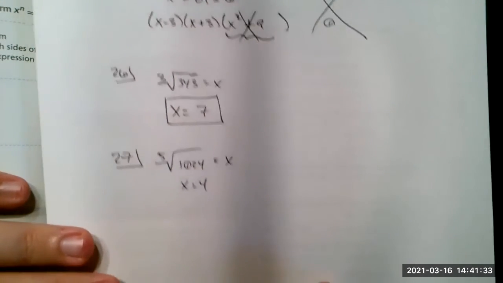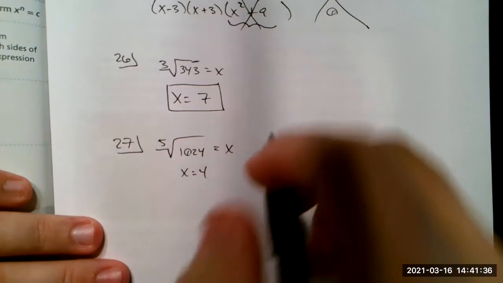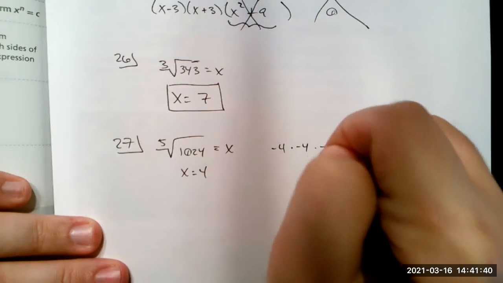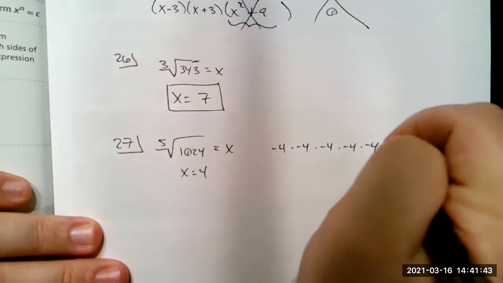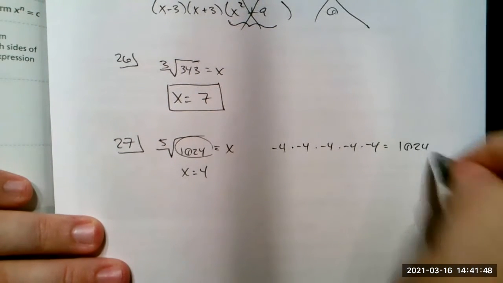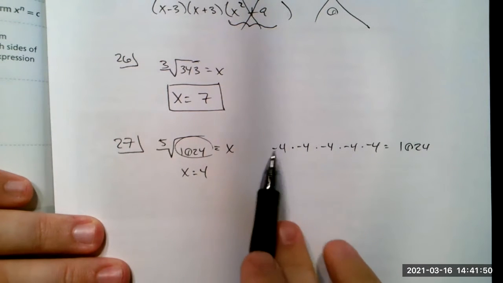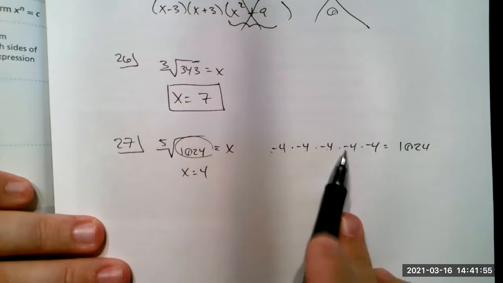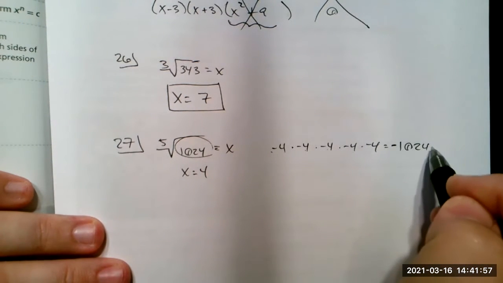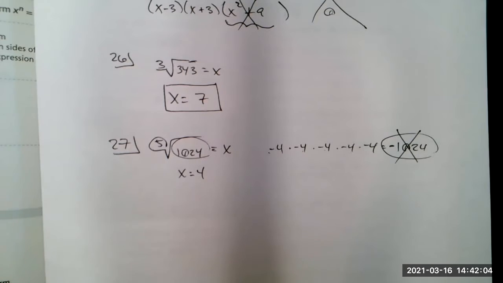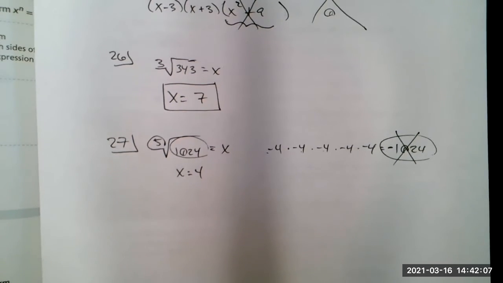And again, the reason why it's just positive 4 is because I can't do negative 4 times negative 4 times negative 4 times negative 4 times negative 4 and get positive 1024, right? 4 times 4 times 4 times 4 times 4 is 1024. But once I add in negatives, that would give me a negative 1024, which is not what we're looking for. So that's why the negative version isn't included when you have odd degree roots.